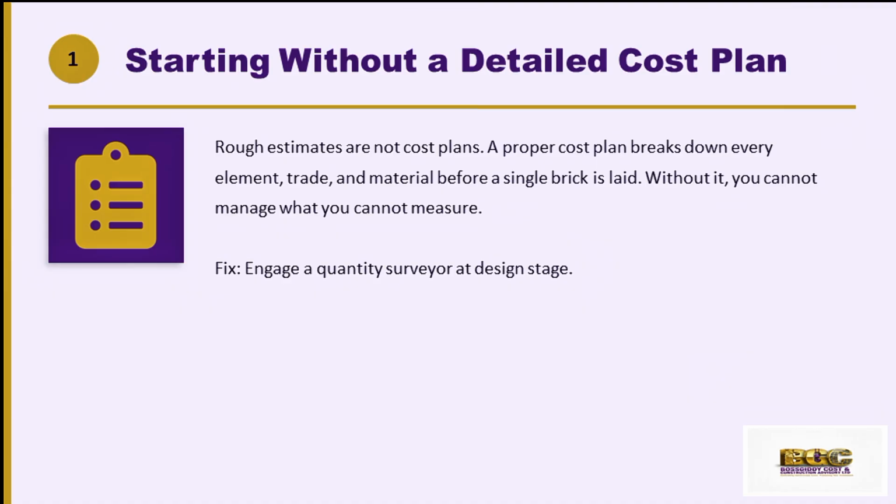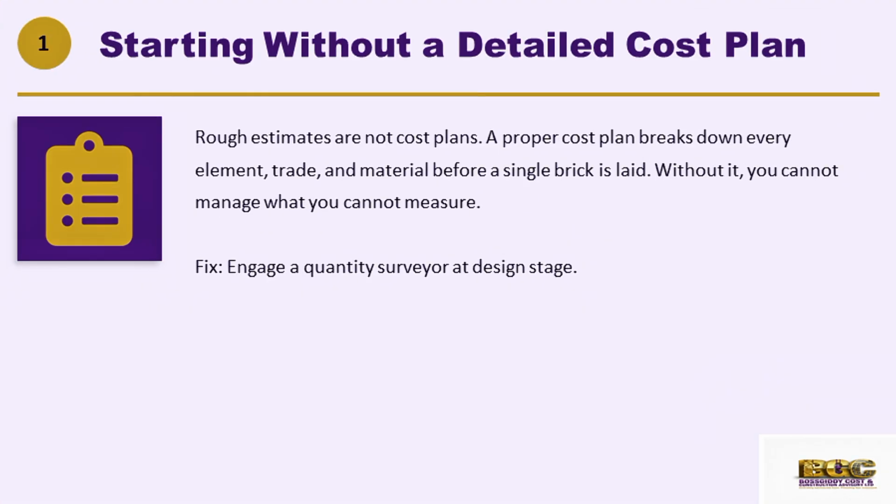Developers often begin construction with only a rough budget estimate, sometimes just a figure pulled from a previous project or a contractor's ballpark. That is not a cost plan. A proper cost plan breaks down every element of your project by trade, by material, and by labor, so you know exactly what you are committing to before you commit. Without this, you cannot manage what you cannot measure. So you fix this by engaging a quantity surveyor at the design stage to produce a full elemental cost plan before you break ground.